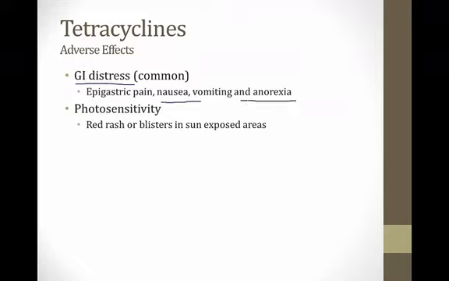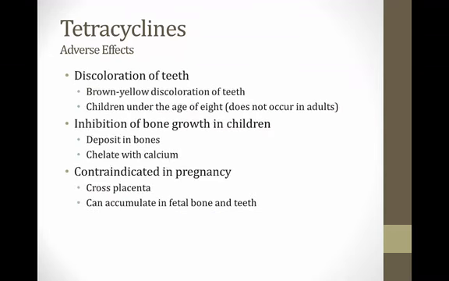Another problem is that people get photosensitivity, so they get red rashes or blisters in sun-exposed areas. Basically, anyone who gets photosensitivity in reaction to a drug will tell you that they sunburn very easily, so they go out into the sun for a brief period of time and their skin gets bright red, and that's because of the drug. You should always remember that you can't give tetracyclines to kids, and there's two reasons for this.